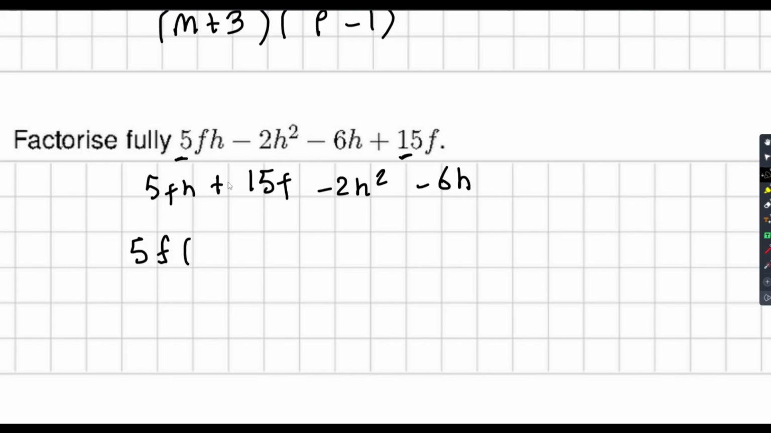We then do 5f by what gives me 5fh? We have the 5f, we just need to attach on the h. 5f by what will give me 15f? We look at the number, 5 by what gives me 15, and that's 3.